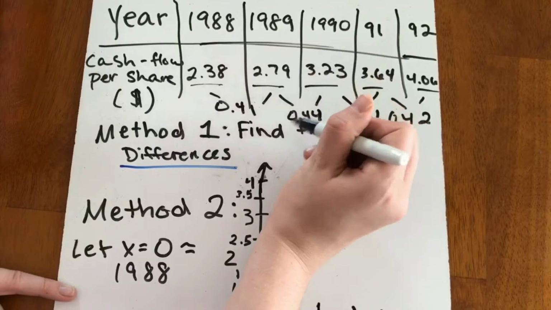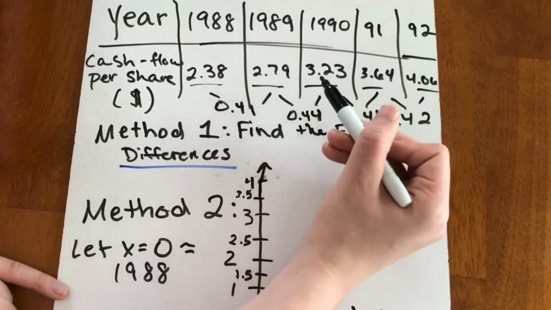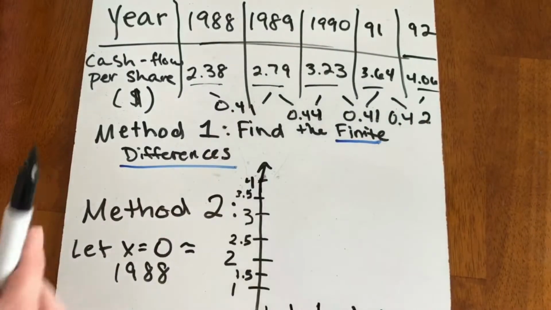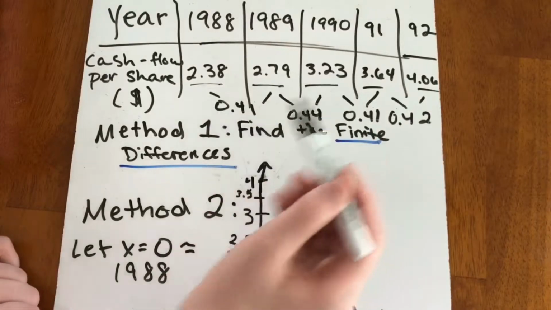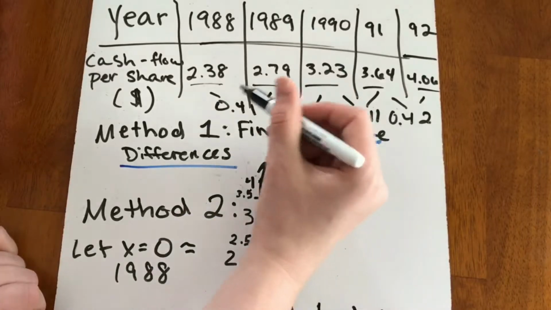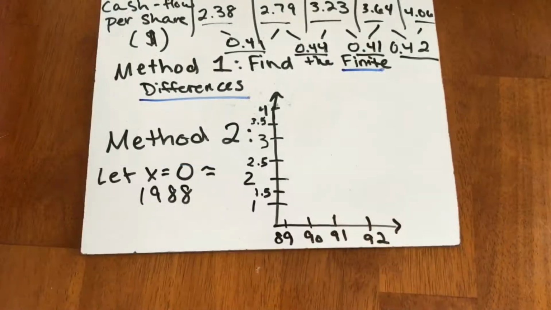You get 44 cents from $3.23 subtracted by 279. Now this will continue to go on throughout the entire table. Now, with the information we have, we can tell that a line would be best suited for this data table because all of these differences are close. So we can either do method 1 or method 2. Now method 2 is just to graph our own scatter plot.